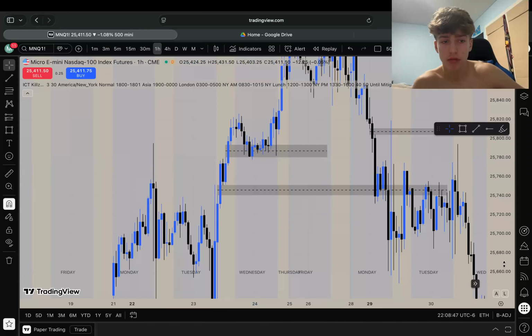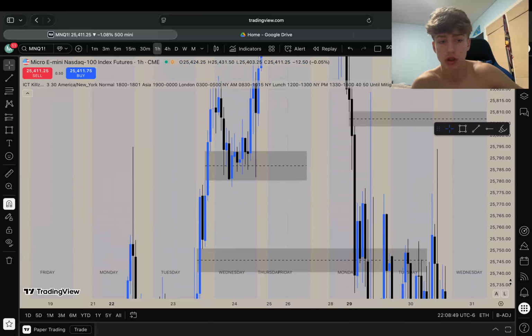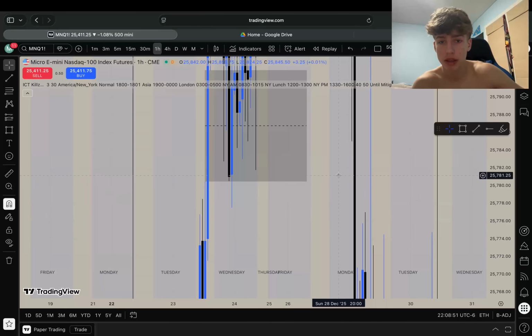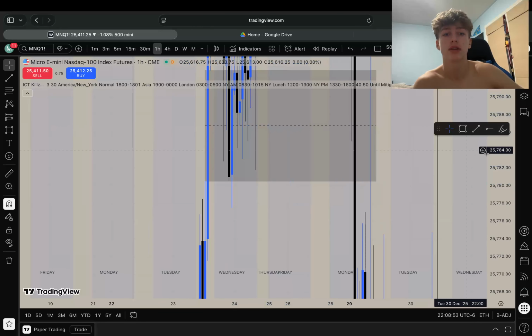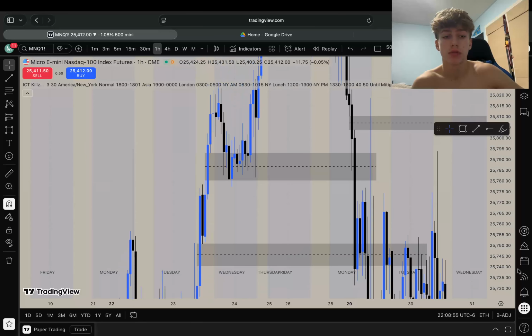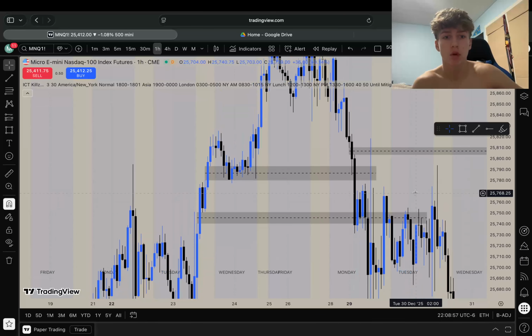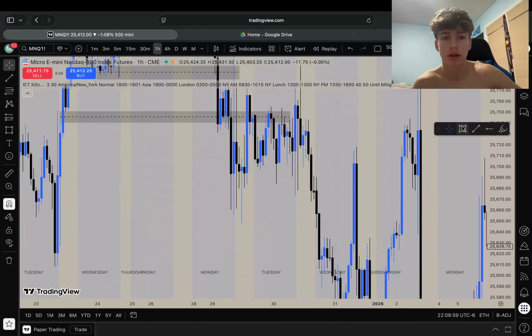Like right, this would not count as an inverse fair value gap because we still close barely in this area, and then finally we inverse it with this candle. Okay, so that's pretty much it. Not a lot more to talk about. Don't want to waste you guys' time like this.